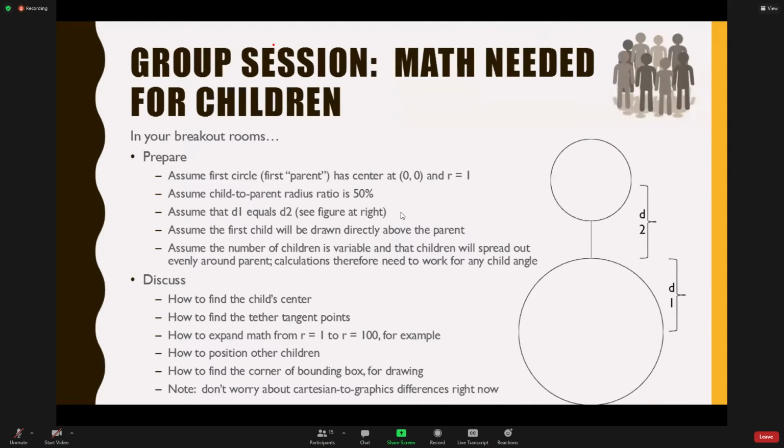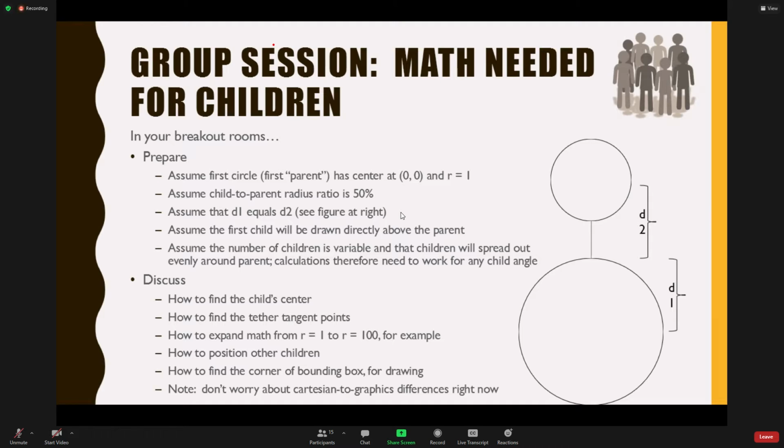Okay, so here's the challenge here, right? And we're not going to have time to get it all sorted out, but I want you to think about it. You have hopefully had enough math. You were supposed to have at least geometry, right? You should have had enough geometry to get you to the point where you can answer these questions.